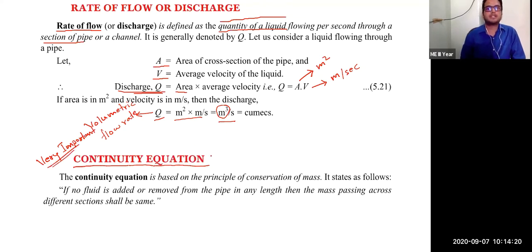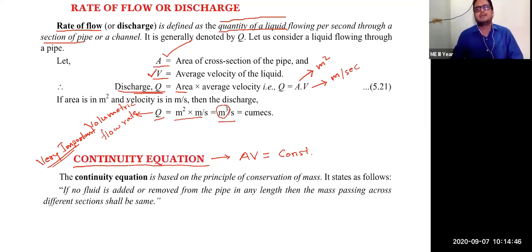It is a simple expression. Just for your memory, I am telling you: continuity equation tells you A into V equals constant. Now what is A? A is your cross-sectional area that you have seen here. V is your velocity. So it is saying that for a fluid flowing in a pipeline, the product of your area into velocity at a given cross section will be constant.